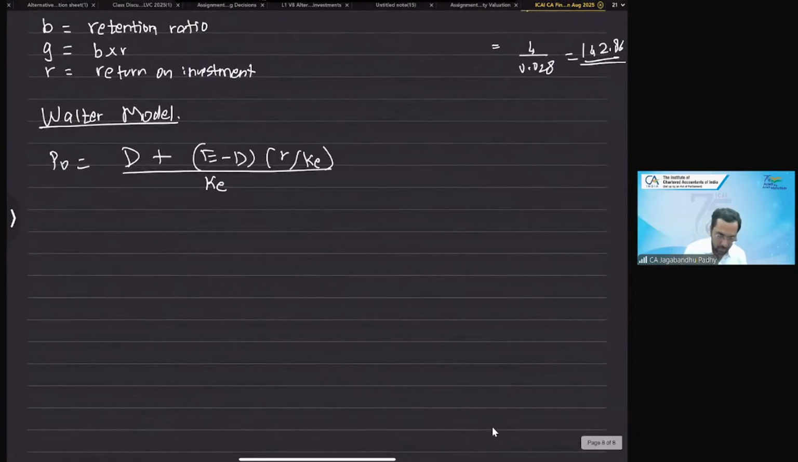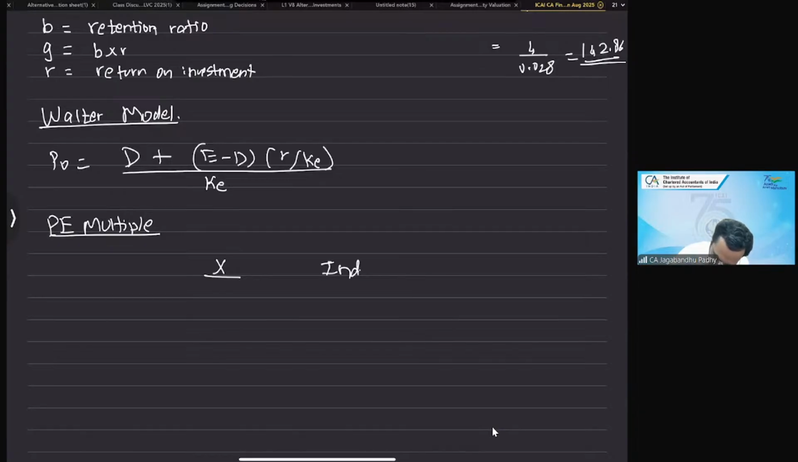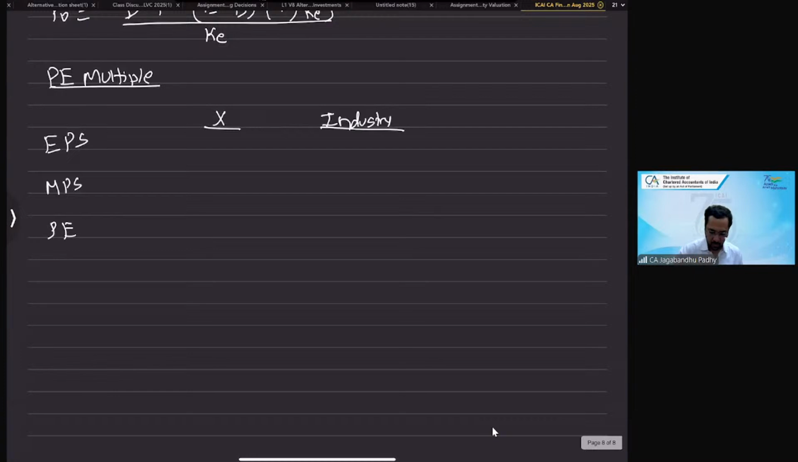Apart from this, we have another earnings-based approach called the P/E multiple approach. Now, what is this P/E multiple approach? Let's try to understand. Let's say there is a company X which we need to value, and there are industry numbers which we have. So we talk of earnings per share, the market price per share, and then the P/E ratio.